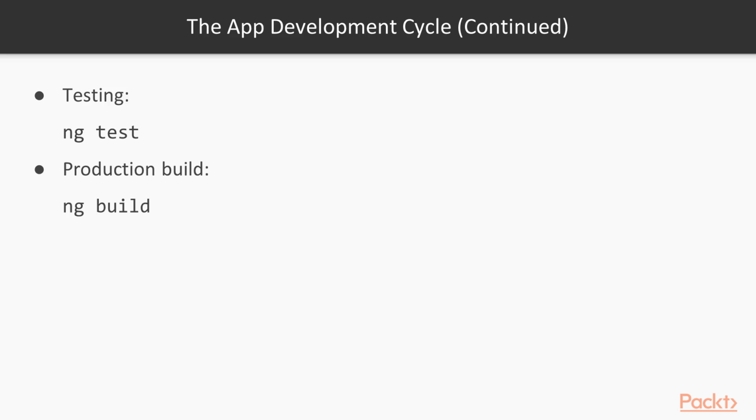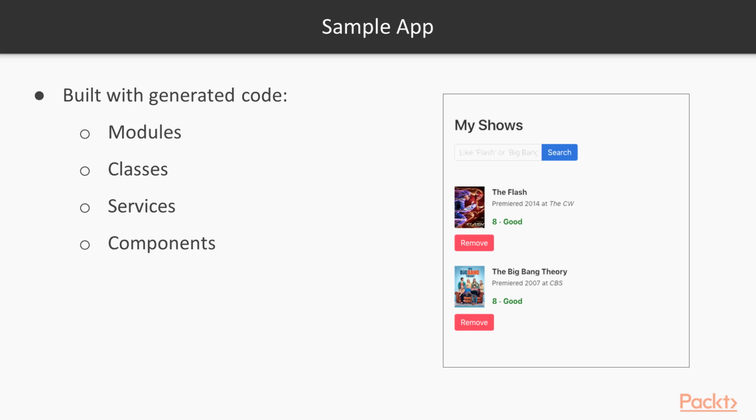We'll be using Angular CLI to add new features to it without having to write a bunch of boilerplate. Let's look at the different application features we can generate. As a sample project, we're going to build a simple app. Here's how the app works.